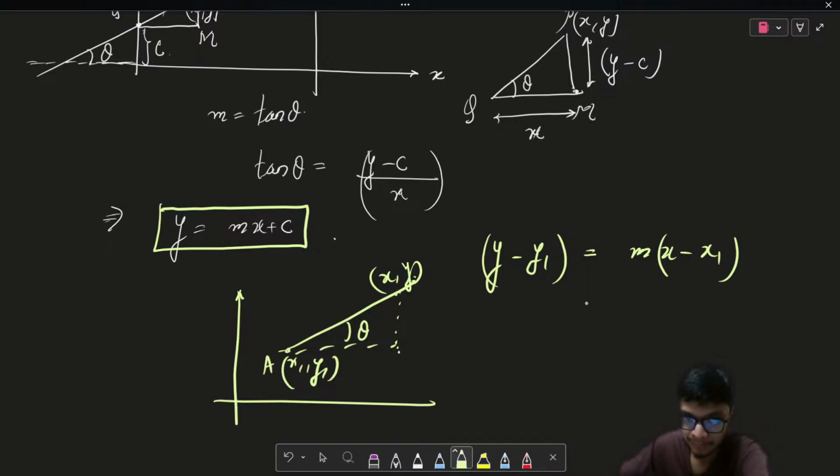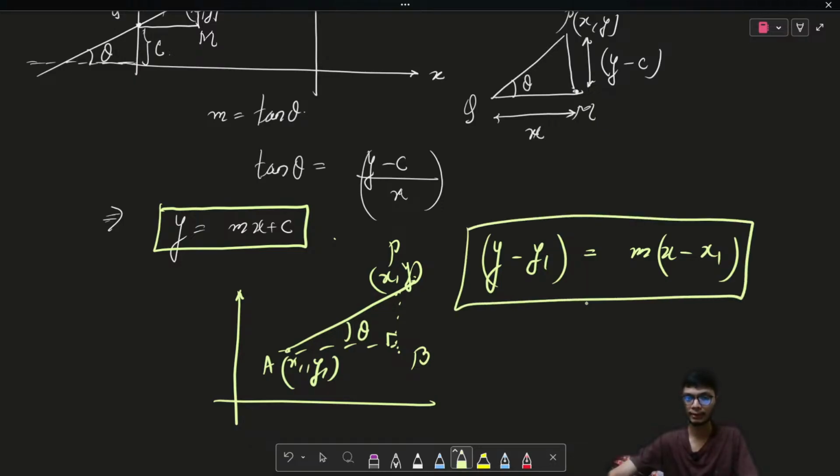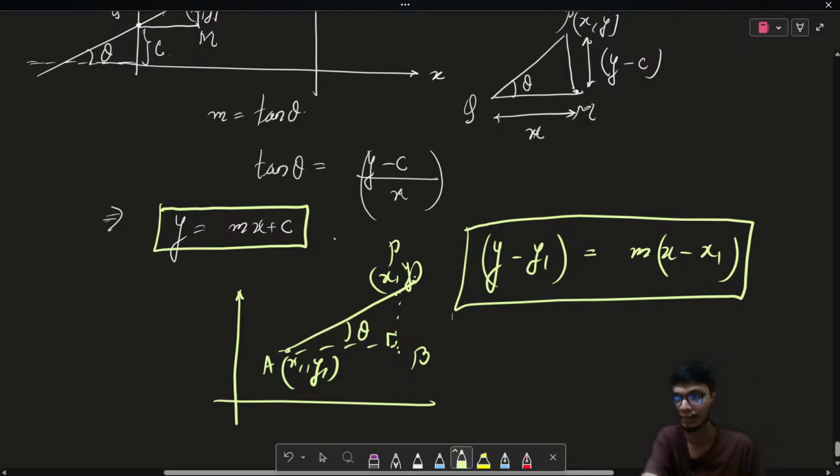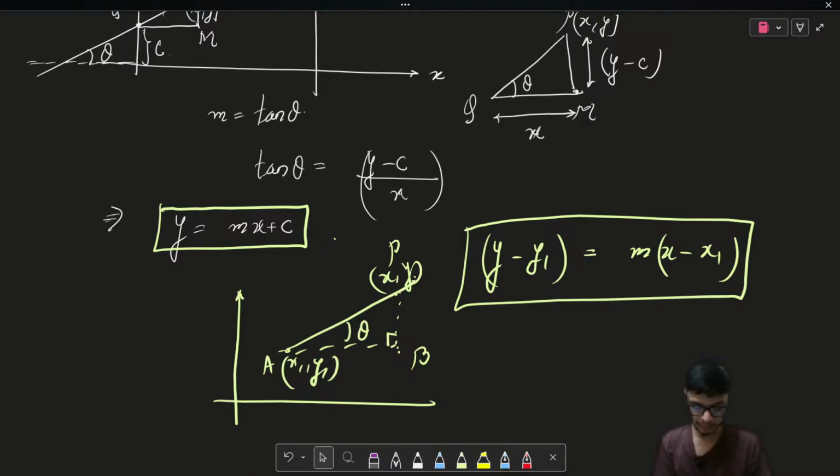Let us call this A, let us call this P, and let us call this B. So again in this triangle APB, where this is 90 degrees at B, I can use the concept of tan theta, and I can formulate this particular equation of the line. I hope this is clear to all of you, right? So this is the equation of the line which passes through one particular point x1, y1 and has a slope of m, right? Is this part clear? So this is the basic concept that you need to remember in order to formulate any general equation of line, right?